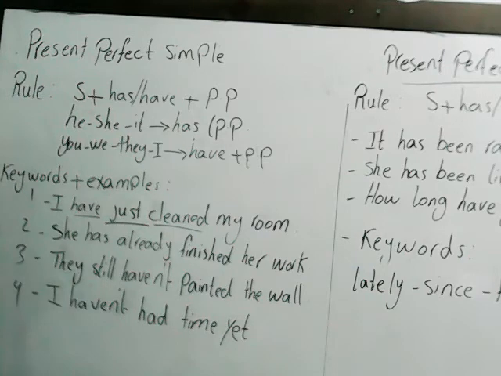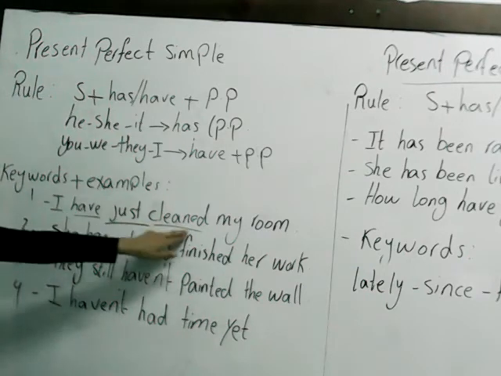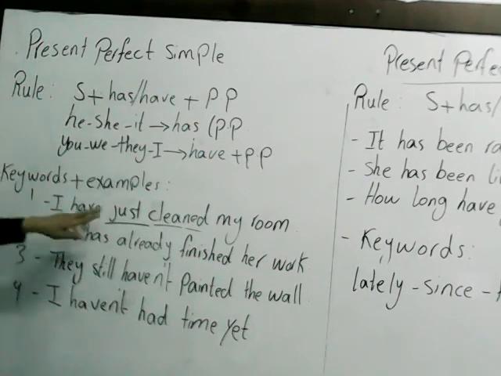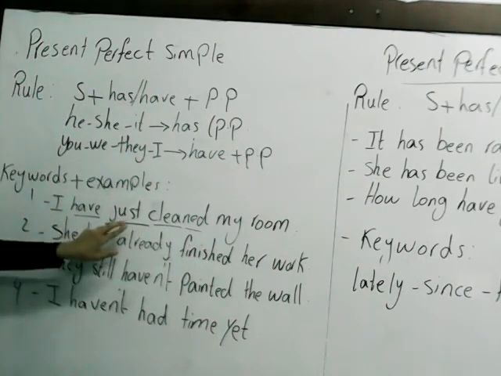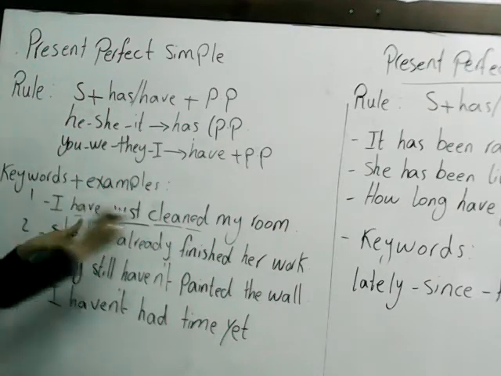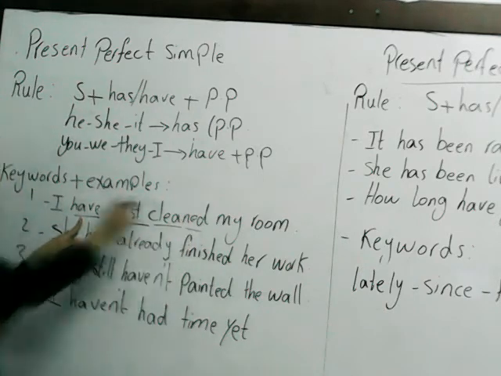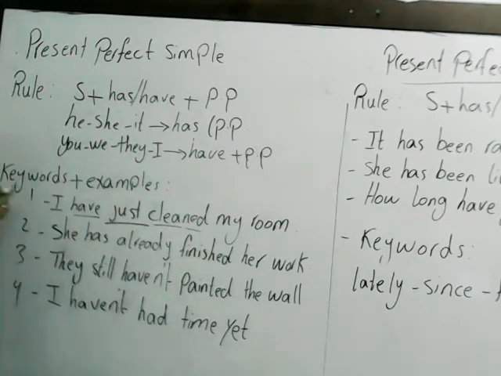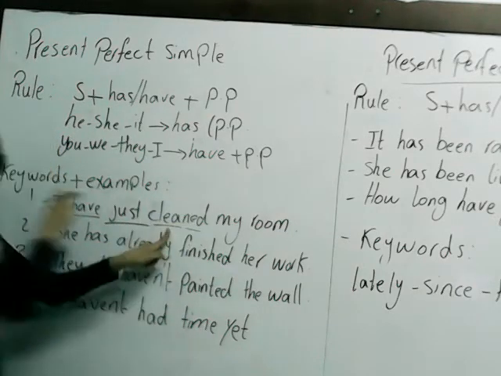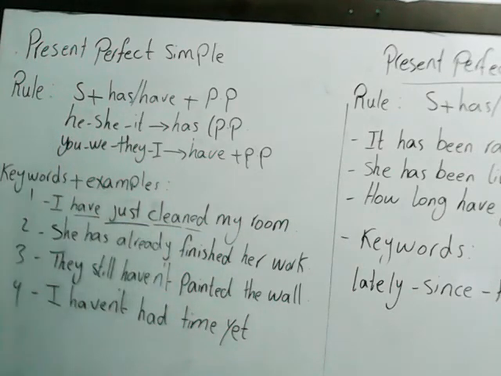I can help you. We use have and cleaned here because we are dealing with a present perfect simple, as we have already seen just in this example. This is the keyword, so we need to use have or has and the past participle of the main verb. We use have because we have I, and we use cleaned because it's the third verb of clean.